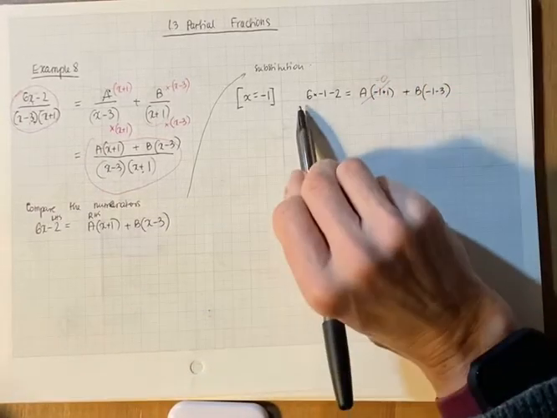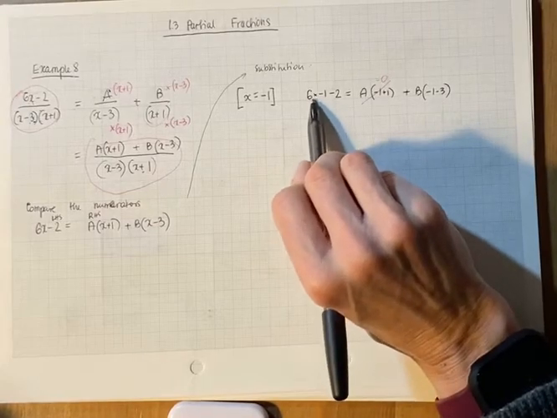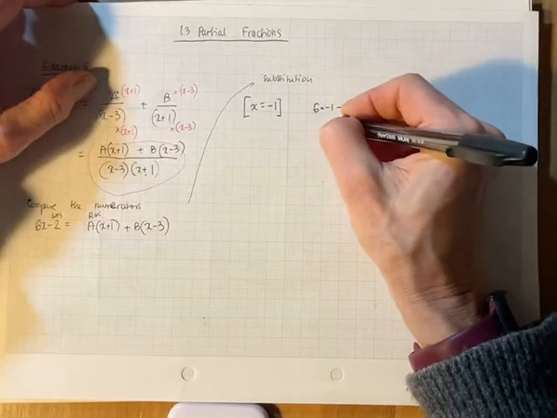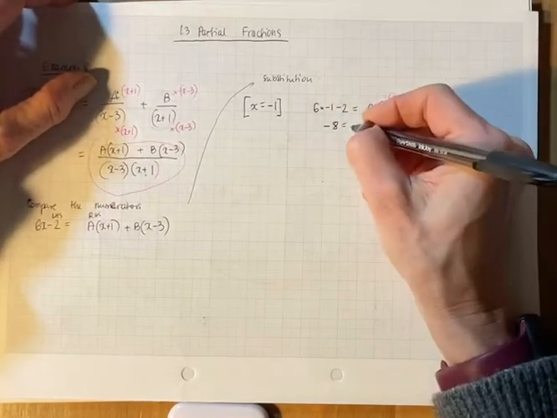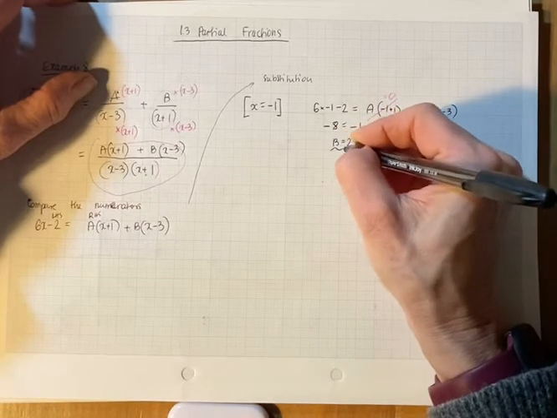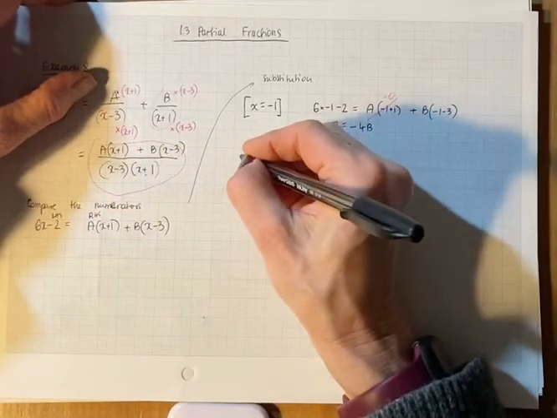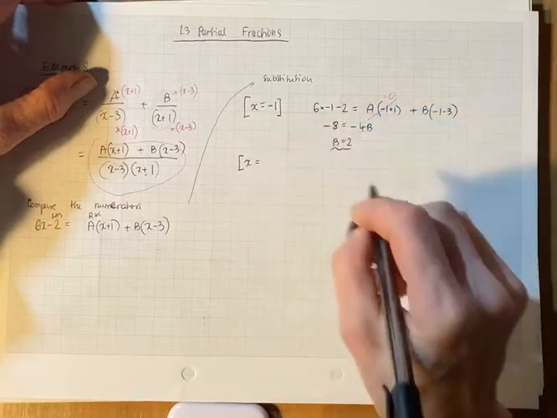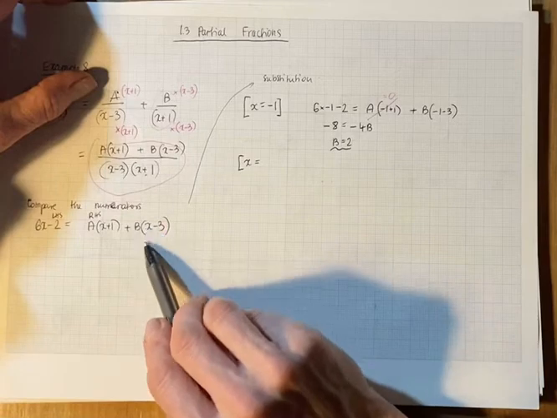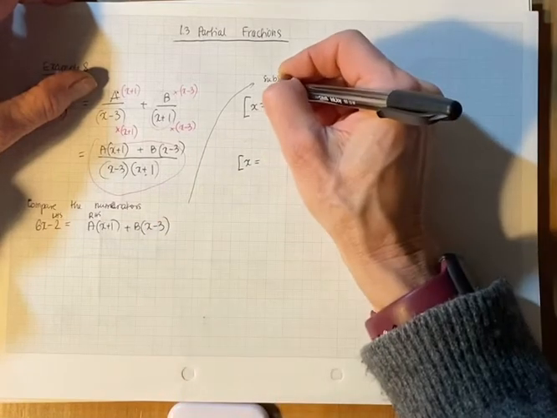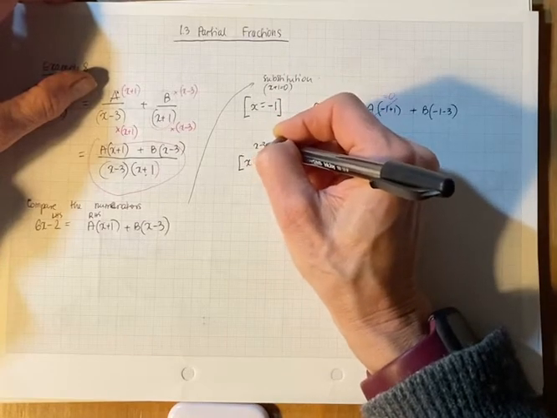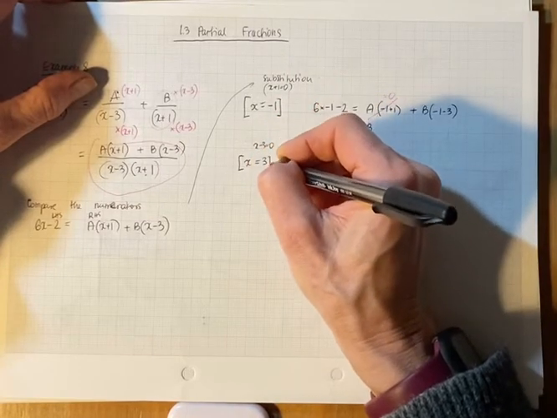And then you've got 6 times minus 1 minus 2, you can put it into the calculator, so you don't risk making any mistakes. Minus 8, and this is minus 4b. That gives me b is equal to 2. So I've already found b. Now the second value you're going to pick is the one that makes the second bracket equal to 0. So x minus 3. This one is from x plus 1 equal to 0, and this one is from x minus 3 equal to 0. So that will work for using 3.